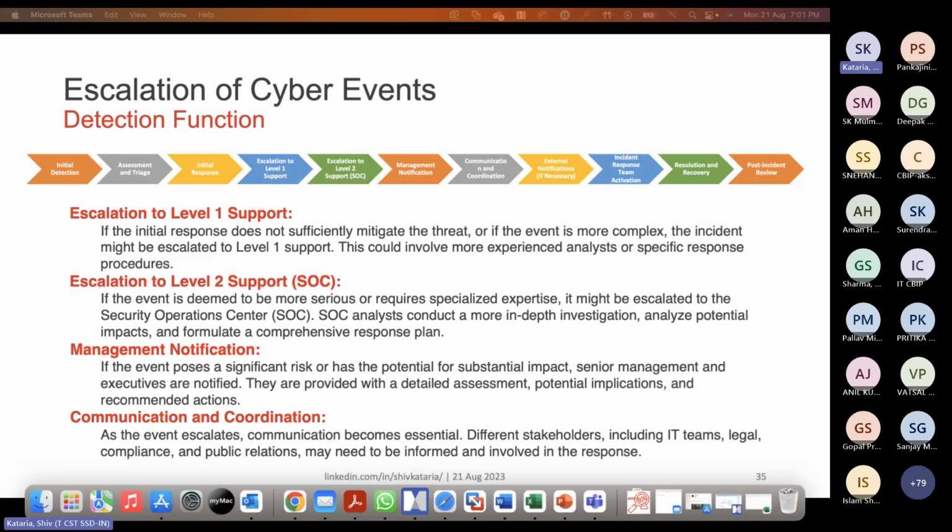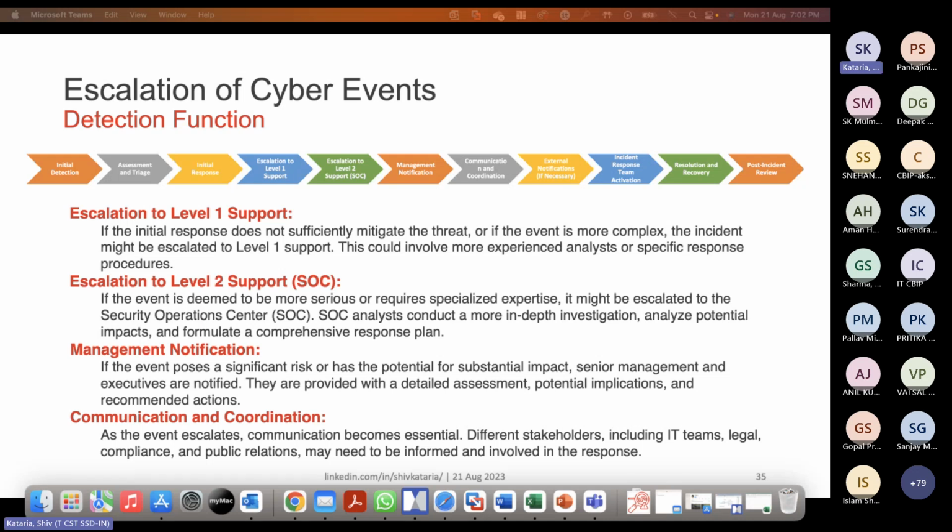We should also provide a detailed assessment report at this stage. Sometimes it's not possible to do it in such a short amount of time, so we might be interested to involve some external parties as well. And this report should typically involve the possible implications and recommended actions to the management as well.